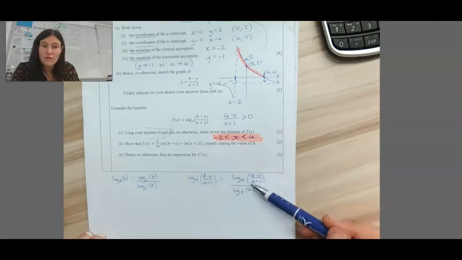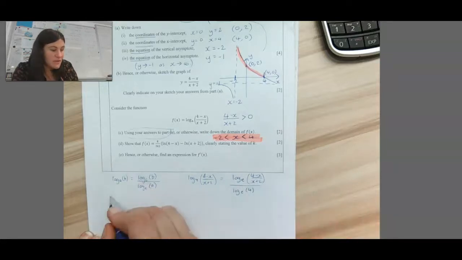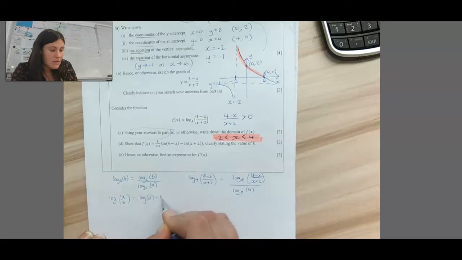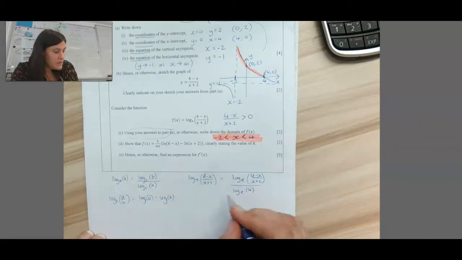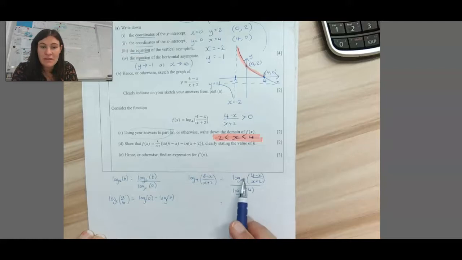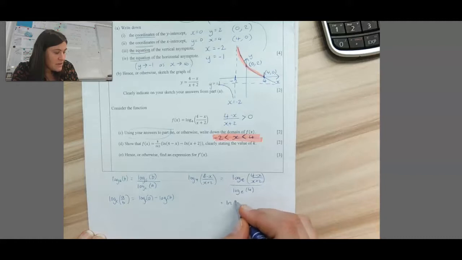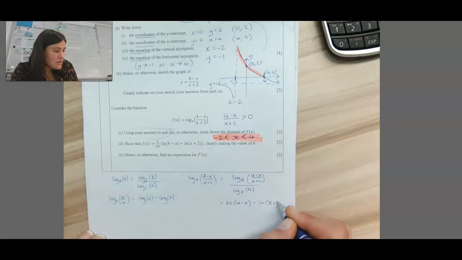Next, I'm going to use another log rule to get rid of this division bit. We know that log of A over B is log of A minus log of B. Now, I really should put a base in here, but it works for any base. I could put log base C in there, just to be clear. On this step, I'm also going to start writing log base e as ln. So this is ln of (4 minus x) minus ln of (x plus 2), over ln of 4.